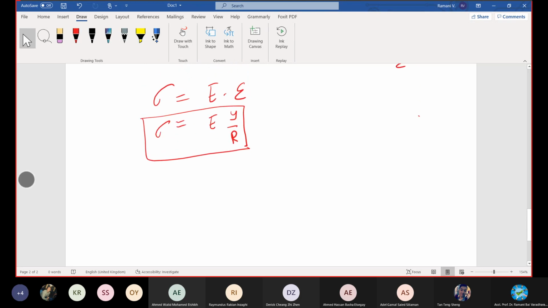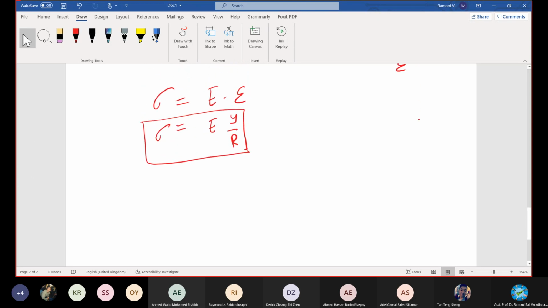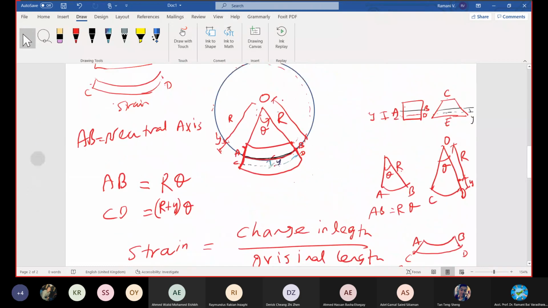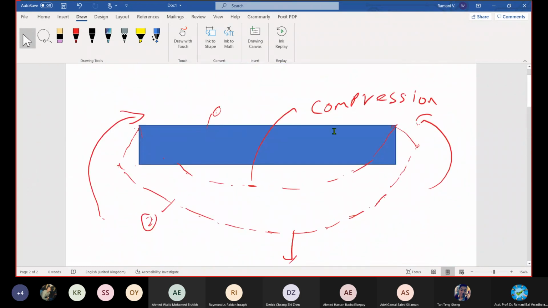Let me draw the cross section, then you can understand clearly. When you cut the section here at this member, what is happening?